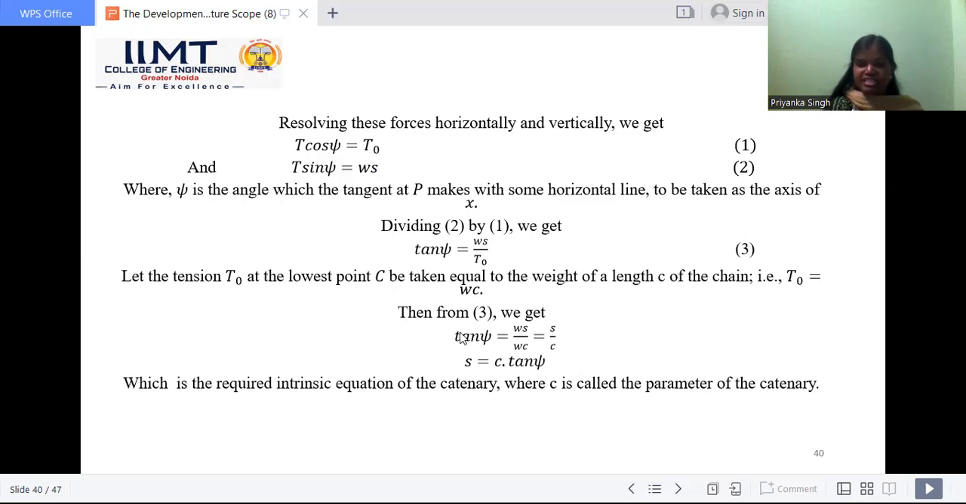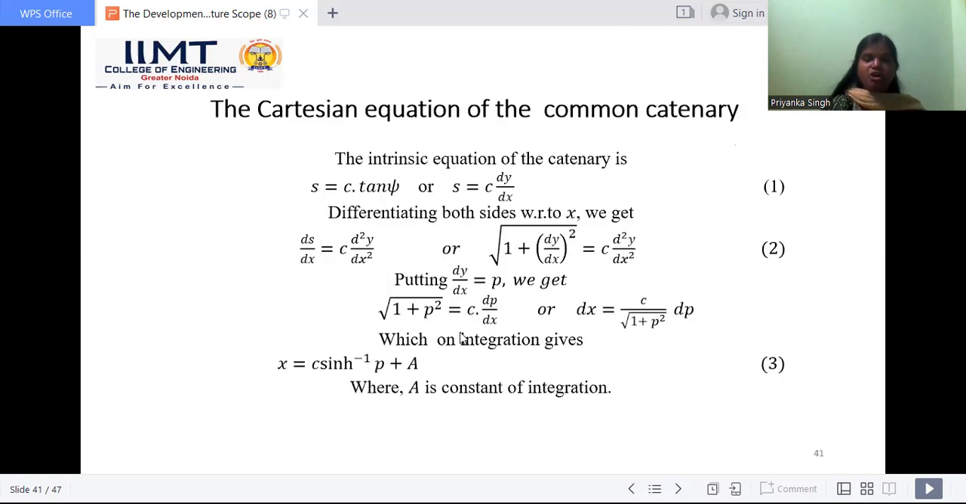S is equal to c tan psi. Now we have to find the Cartesian equation of the common catenary. The intrinsic equation of the catenary is defined as s is equal to c tan psi. We know that tan psi is a tangent, so this is defined as dy by dx. Differentiating both sides with respect to x, we find ds upon dx is equal to c d square y upon dx square.